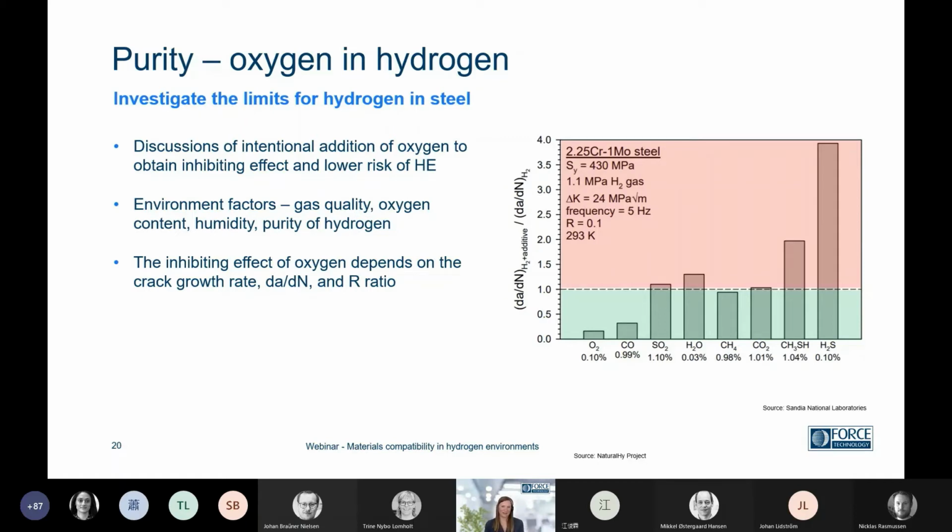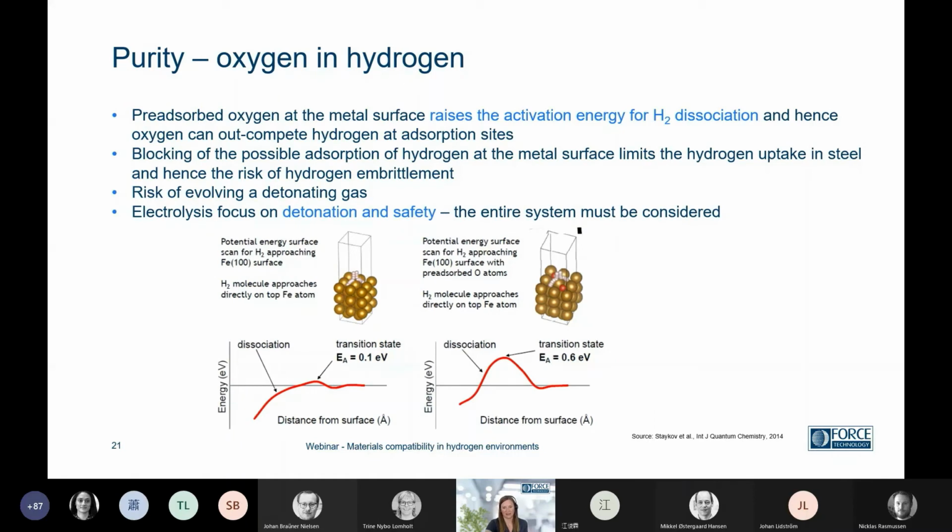The inhibiting effect of oxygen in a dynamic system really depends on the crack growth rates, the R ratio, and, well, what happens? The pre-adsorbed oxygen actually raises the activation energy. So here we have an illustration of the metal lattice. The red dots are oxygen; they already took up the spaces and outcompeted hydrogen.